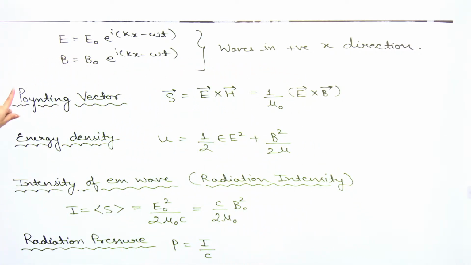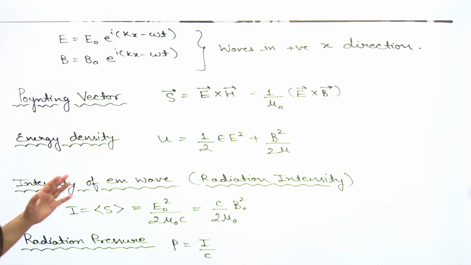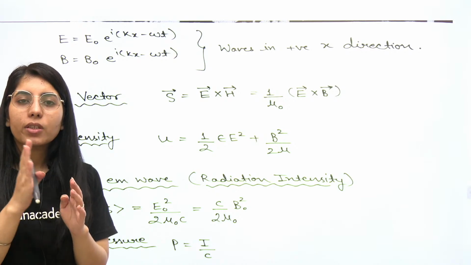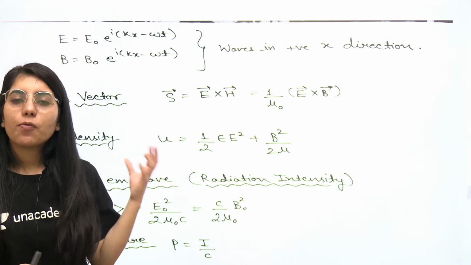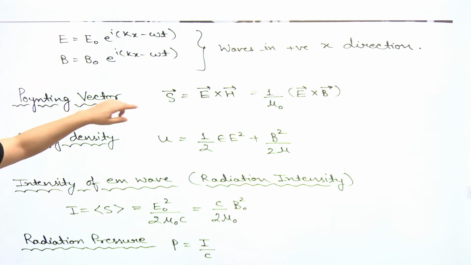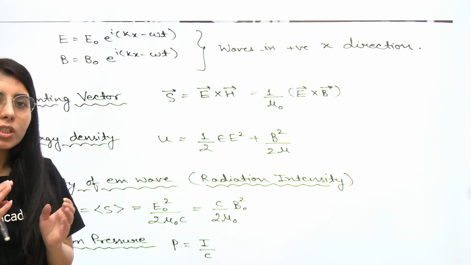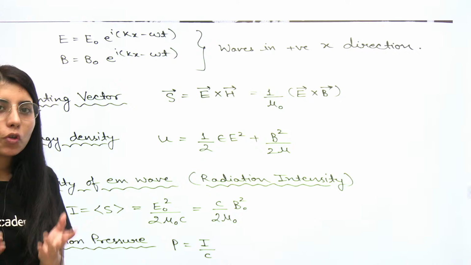See guys, the next concept is the pointing vector. It is related to the flow of energy in a particular direction corresponding to an electromagnetic wave, so it provides information about the energy. Now, what is the pointing vector? That is E cross H. And what is H? How is it related to the magnetic field? That is B upon mu naught. We all know about it.